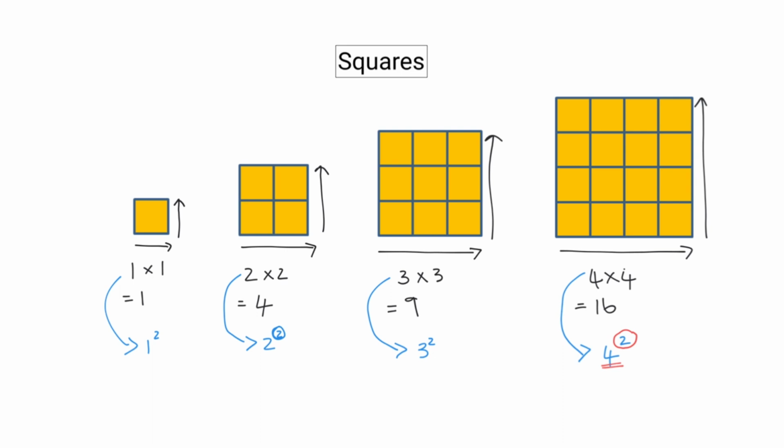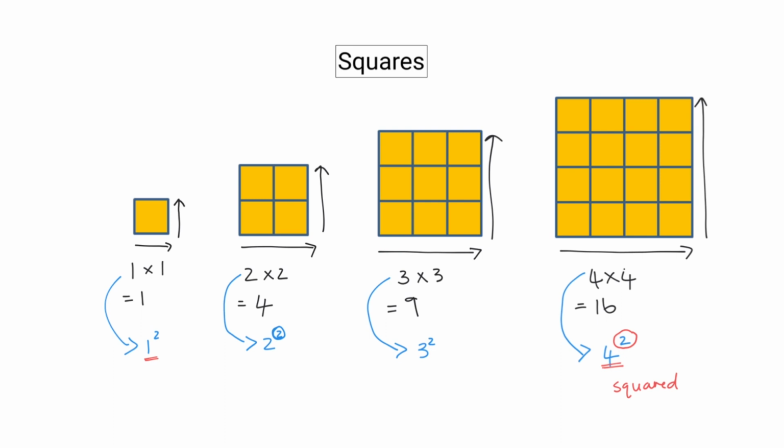Now, another way of saying the power of 2 is the word squared. So instead of saying 4 to the power of 2, we can also say 4 squared. Instead of 3 to the power of 2, we can say 3 squared. This one, 2 squared, 1 squared. So squared and power of 2 mean exactly the same thing. And don't forget, they mean take this number here and multiply it by itself. Any number multiplied by itself or squared makes a square number.